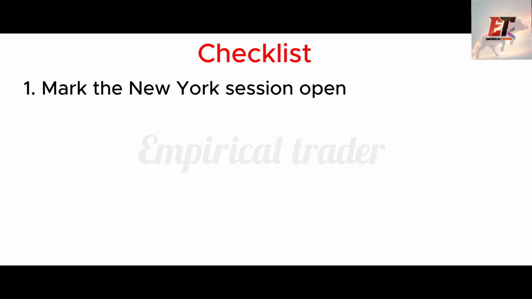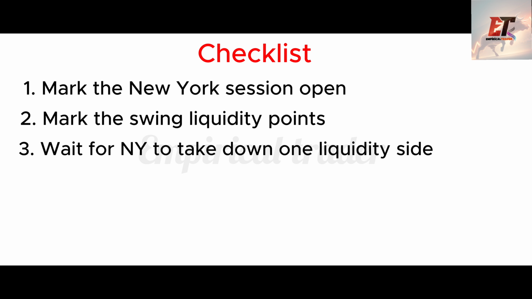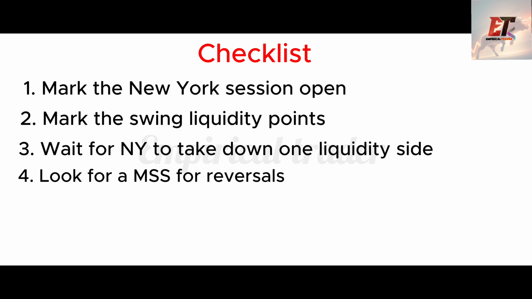The second thing we want to do is to identify and mark both swing liquidity points, the sell-side liquidity and the buy-side liquidity. We mark the points before the session starts. The third step is to wait for the New York session to start and take down one liquidity side, be it the buy-side or the sell-side liquidity. The fourth step is to look for a market structure shift to confirm the trend reversal. The fifth and final step is to find a fair value gap to trade to the opposing side of the initial trend. Let's dive into the chart with live examples.